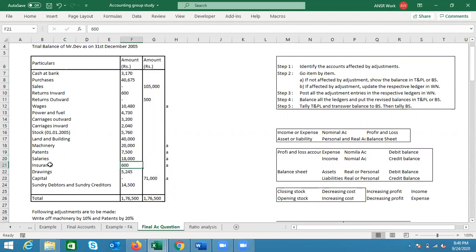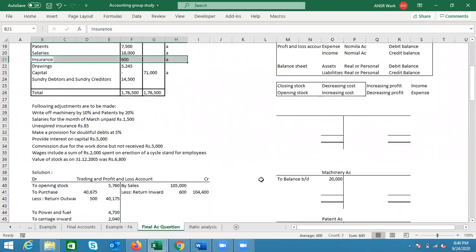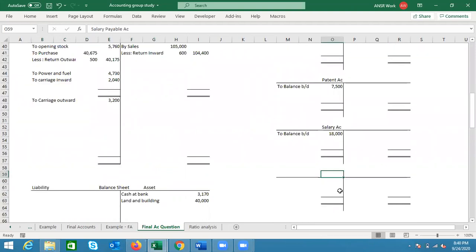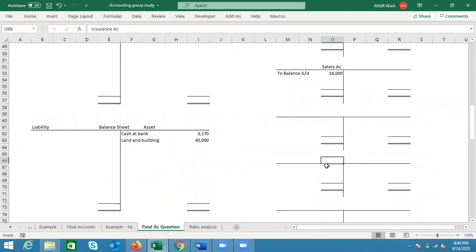Now let's go to the insurance. Insurance also has an adjustment for it, so we'll prepare a ledger for it. 600 balance. Debit balance or credit balance? Debit side or credit side? Debit. Perfect. Here you can see 600 I have put: to balance brought down, insurance account.